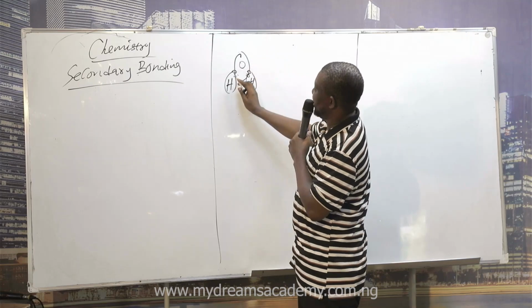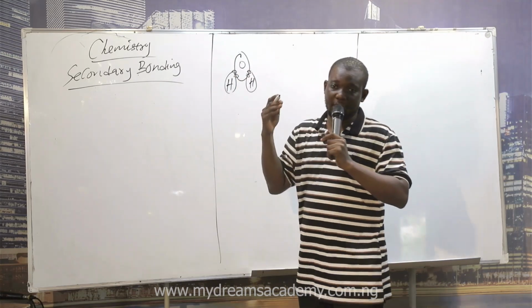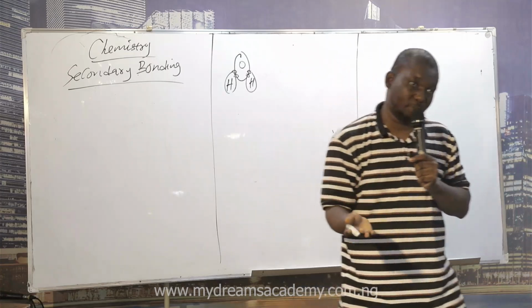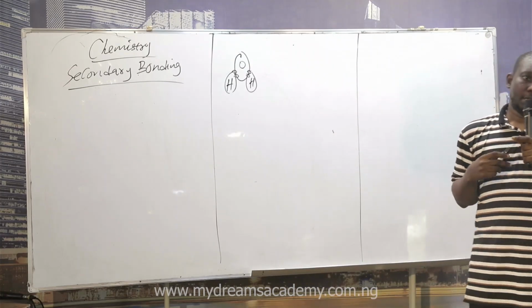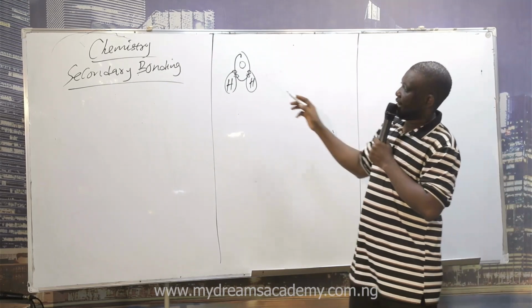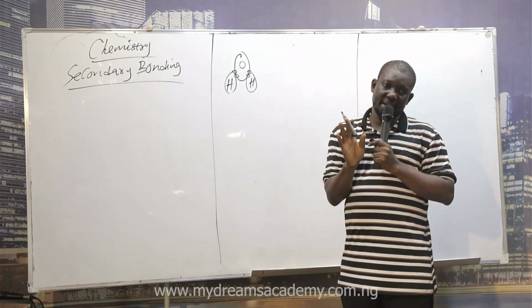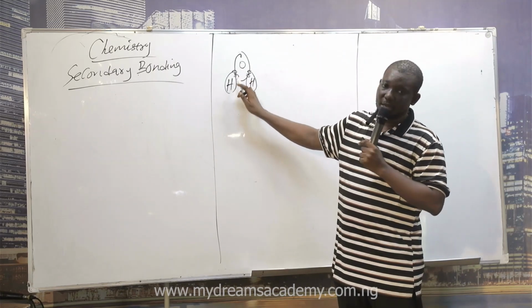How many electrons do they share here? 2. How many here? Total of bonded electrons, how many there? 4. I've said it before. And then again, there is something you must also know: that the electron is not shared equally between this atom and this atom.